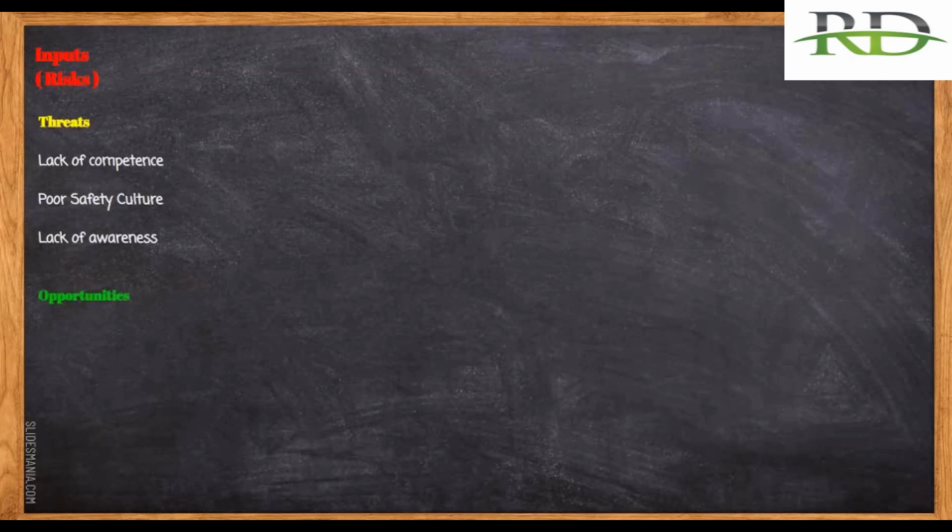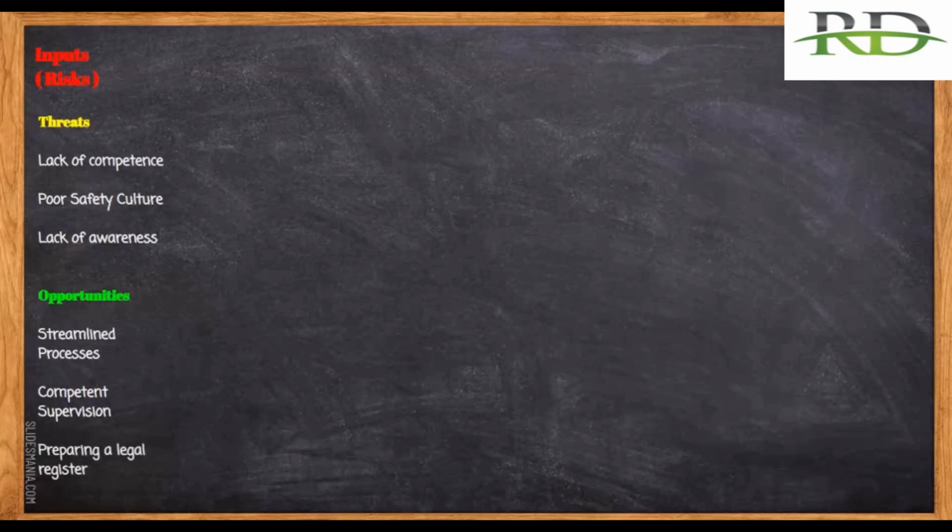These risks also consist of opportunities, meaning what can help you to meet the objectives in the process. Whenever you're talking of an IMS, please do not forget the word process. IMS is only applied to a process. So an opportunity for you to meet your quality objectives in a process is to streamline the process. To meet safety objectives, you can have competent supervision. And to meet your environmental objectives, you can prepare a legal register. These are just examples.